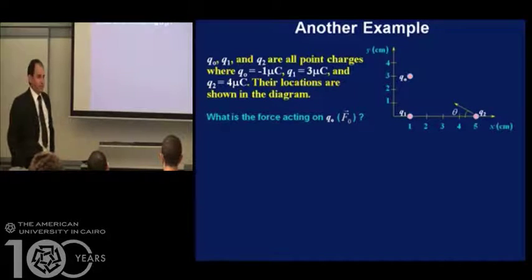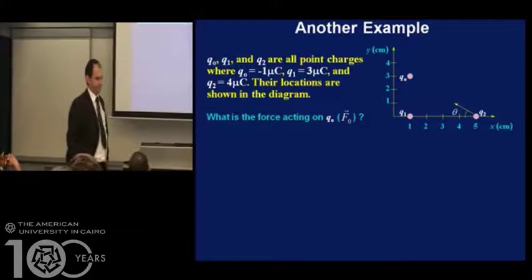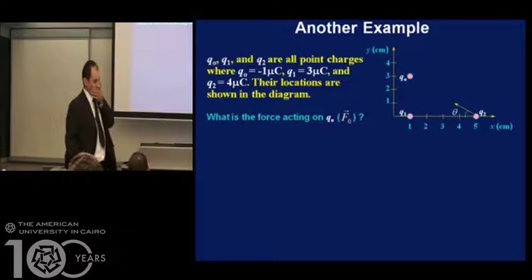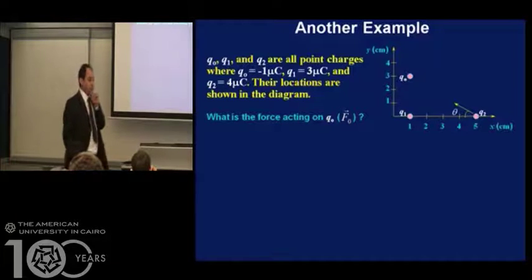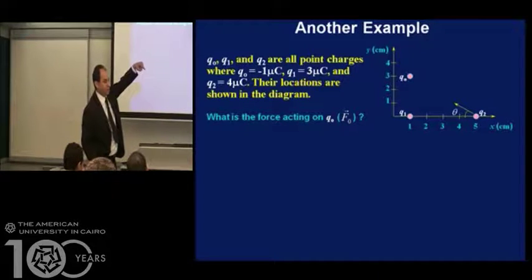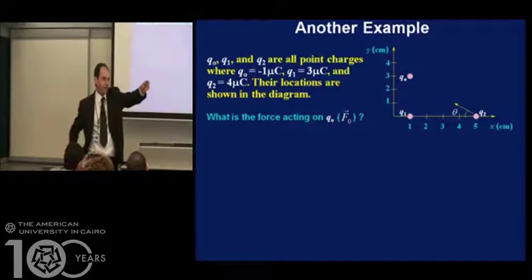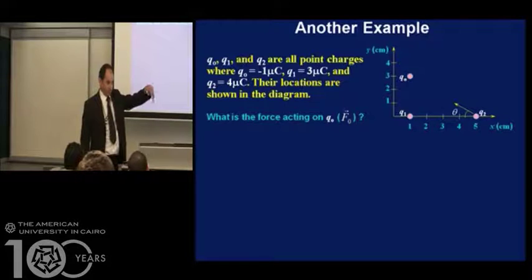It depends on which charge you are trying to find the force on. You're talking about Q0, the force on Q0. The force on Q0 from Q1, what is the direction of that force? The force on Q0 from Q2, what is the direction of that force? Right, that direction. Then you break it out to I and J. Okay? This is how we think about it: the force on a specific charge.